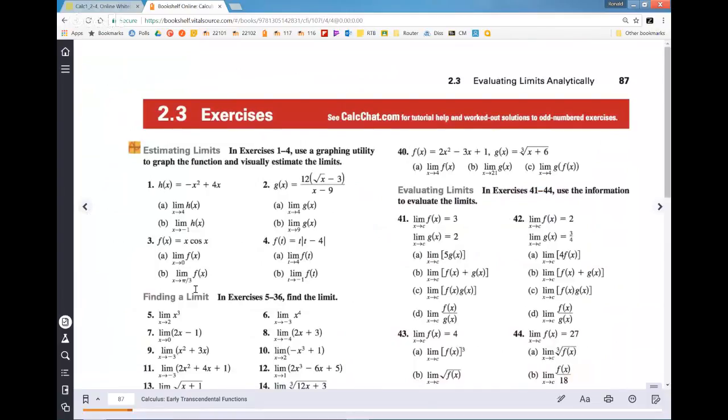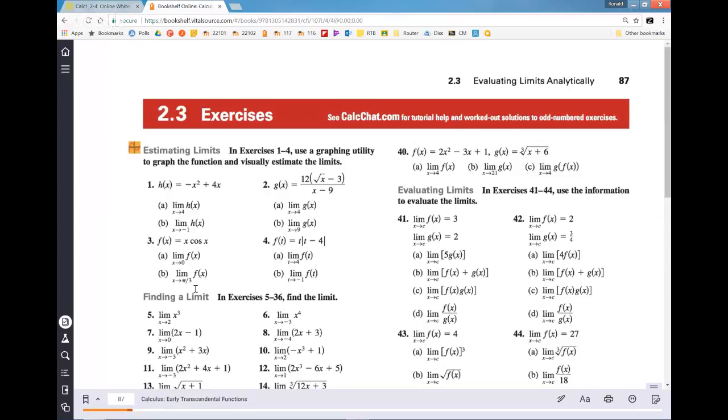Okay, so here we go with 41. I was going to write on the screen, and that's what caused all the trouble. So 41b, if the limit of f of x as x approaches c is 3, and the limit of g of x as x approaches c is 2, then what's the limit of the sum of those two functions? 3 plus 2, or 5.